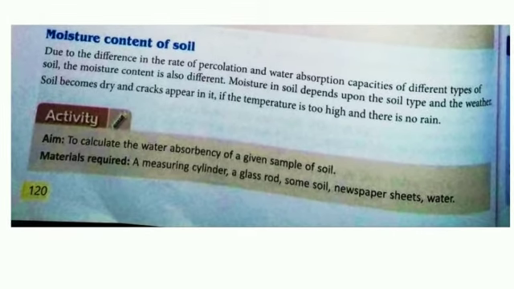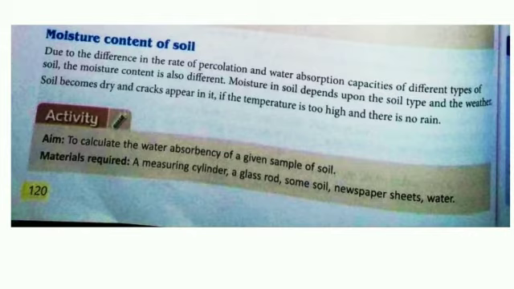Our next point is moisture content of soil. Due to the difference in the rate of percolation and water absorption capacity of different types of soil, the moisture content is also different. Naturally, if rate of percolation and water absorption are different in different soil, the moisture content of soil also will be different.